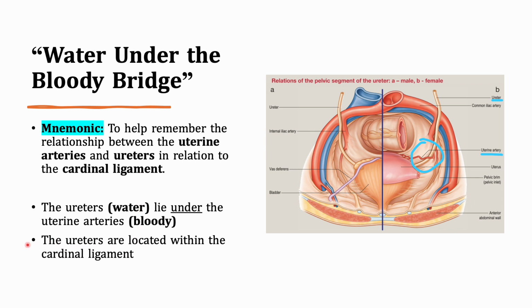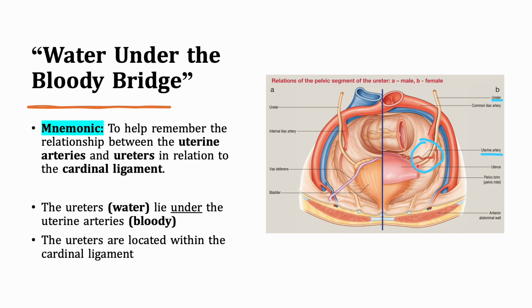And so here's where it's written. The ureters are located within the cardinal ligament. For this mnemonic, the ureters are the water, and they lie under the bloody bridge, which is what we're referring to as the uterine arteries.